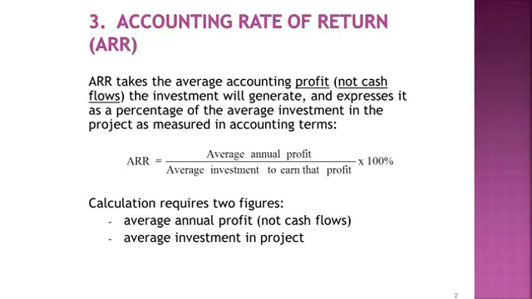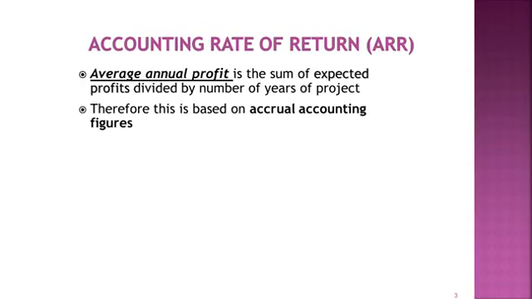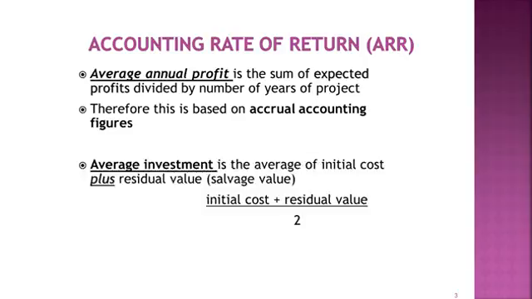The calculation is two steps, so it requires two figures, the average annual profit and then the average investment in the project. So firstly, the first step is to calculate the average annual profit. It is the sum of the expected profits divided by the number of years of the project. Therefore, this is based on accrual accounting figures.